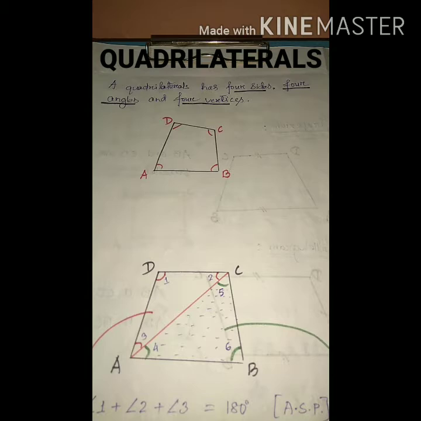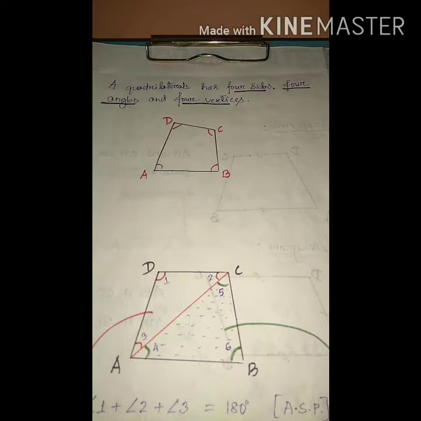Before this, another very important topic is there, which is the angle sum property of a quadrilateral. Next we have to discuss this one. I think all of you understood what a quadrilateral is. A figure which has 4 sides, 4 angles and 4 vertices is known as a quadrilateral. Is it clear? Okay.